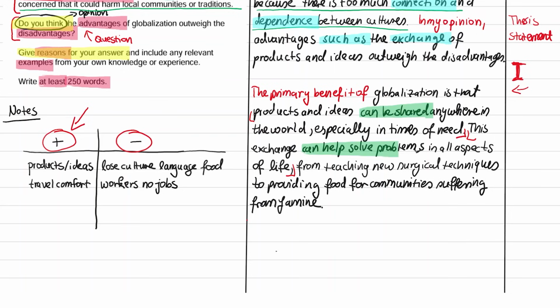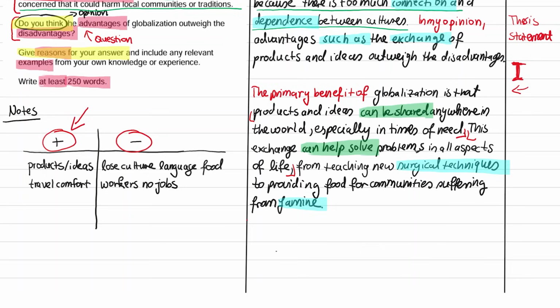Further, can be shared and can help solve are conditional tenses. They show that something is possible, but not 100% sure to happen. Here you can see that you can change your verbs to make interesting sentences. You can also see a lot of advanced vocabulary here, especially surgical techniques and famine. Always remember to use advanced vocabulary because this will make your band score go up.